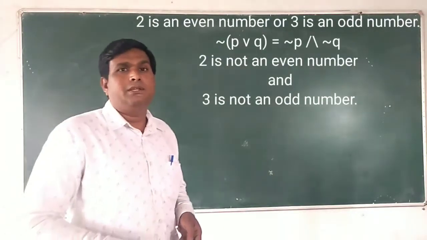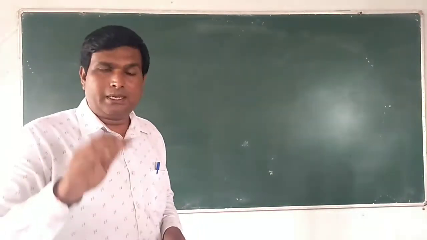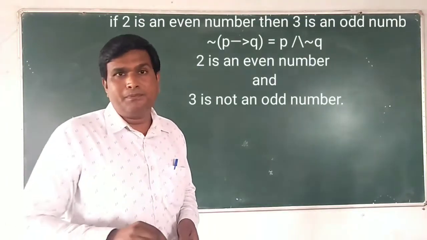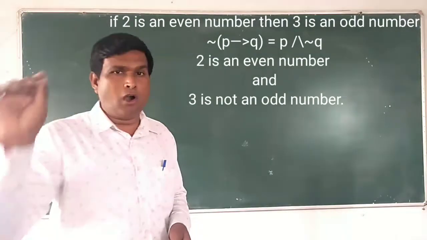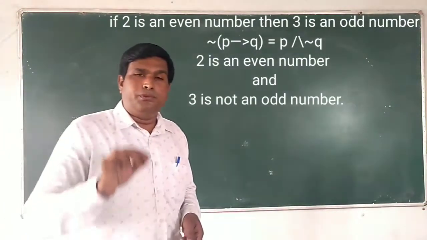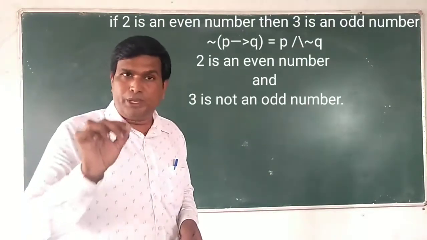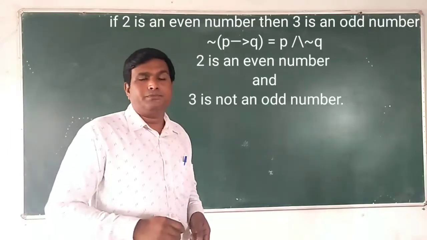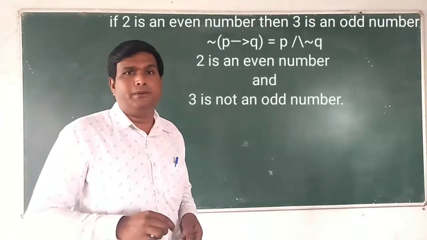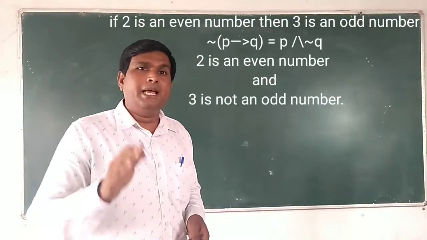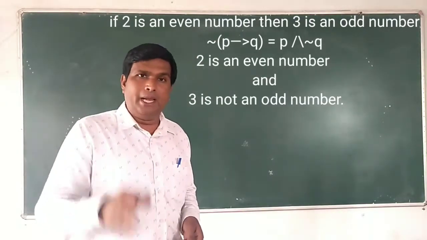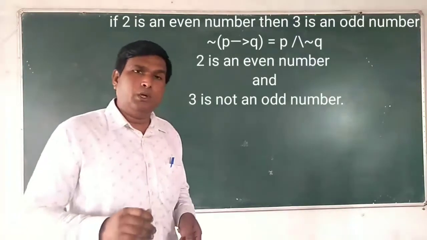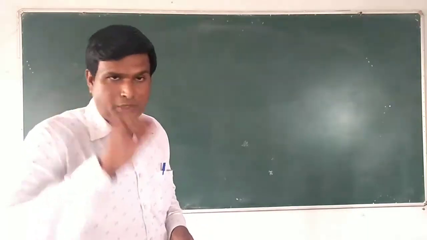The next is negation of implication. Consider the example: if 2 is an even number, then 3 is an odd number. Here the connective is if-then, so we are to follow the negation of implication. The statement will be 2 is an even number and 3 is not an odd number, because the rule is P and not Q.